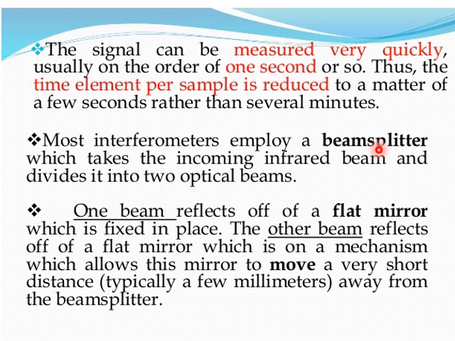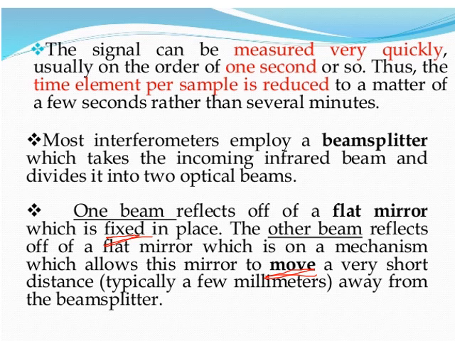What is the function of the beam splitter in the interferometer? It takes the incoming infrared beam and divides it into two optical beams. So one beam is divided into two optical beams. One beam reflects off a flat mirror which is fixed in place. There are two mirrors. One is the fixed mirror and the second one is the moving mirror.